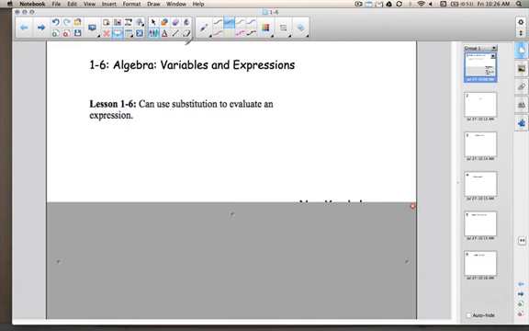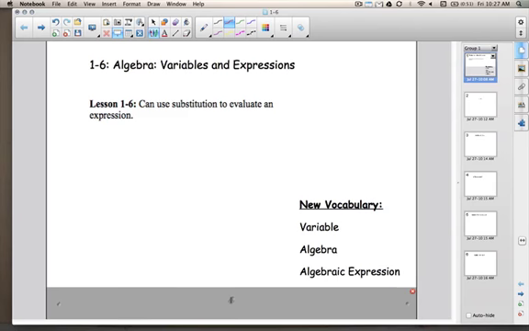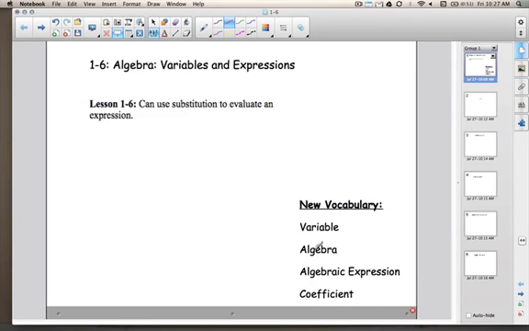Today we're going to be covering lesson 1-6, Algebra, Variables, and Expressions. By the end of this lesson, you're going to be able to use substitution to evaluate an expression. And our key vocabulary for today is variable, algebra, algebraic expression, and coefficient.